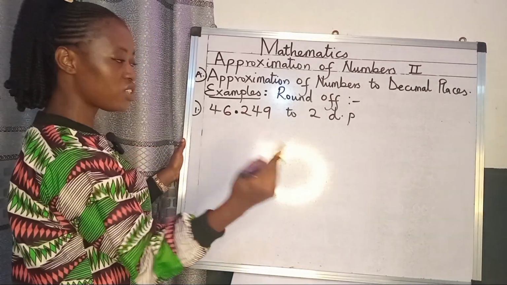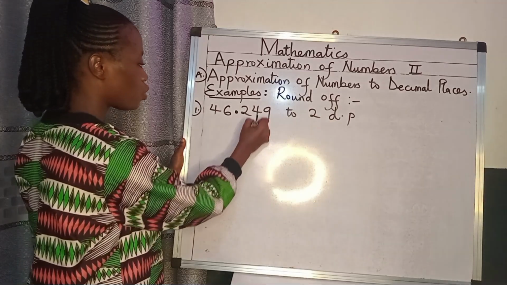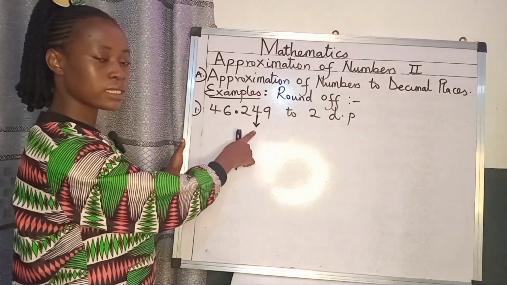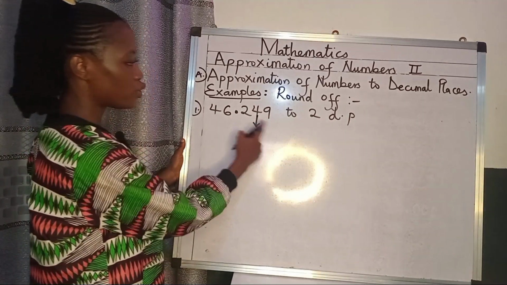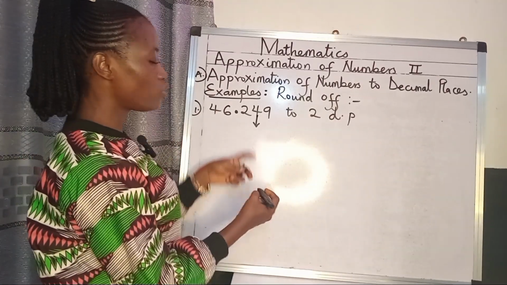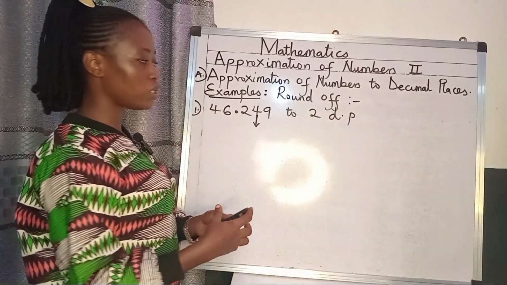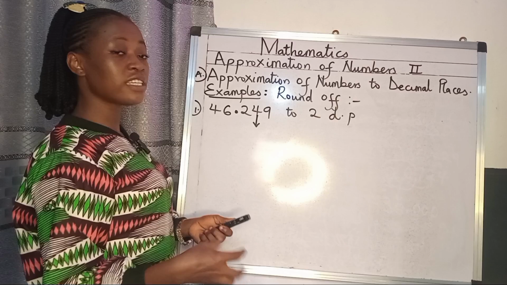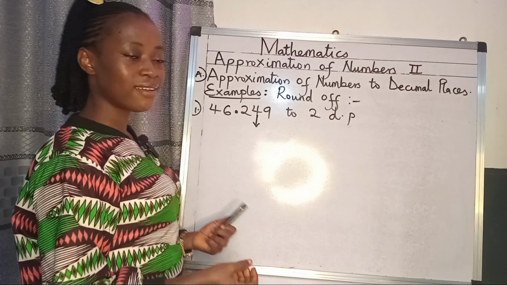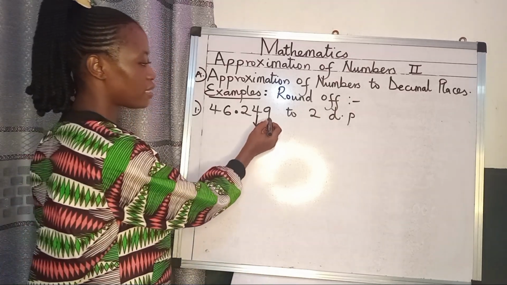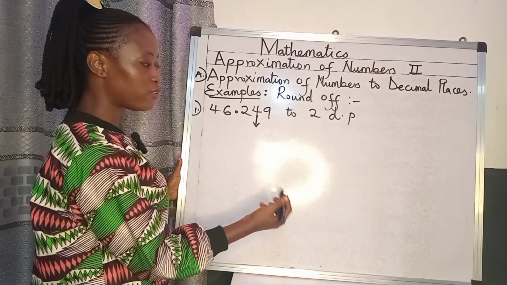I'll count two digits. 1, 2. So I'm going to have my arrow here, right? So I'm going to stop here for two decimal places. And remember, once you draw your arrow, the next thing that you do is you round off. And in rounding off, you look at your decider. In this case, my decider here is 9, right? 9 is up to 5, so I'm rounding up.